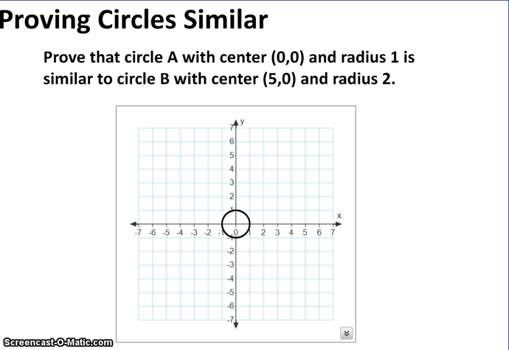is similar to circle B with center 5, 0 and a radius of 2. Now remember, we can prove things are similar by being able to do a similarity transformation. So what I would do here first is I would take this circle, let's go ahead and copy it, and I would move it to the right 5 because I want to center it at 5, 0. So 1, 2, 3, 4, 5. Okay? Then, taking this circle that I have translated to the right 5, I can dilate it with a scale factor of 2.